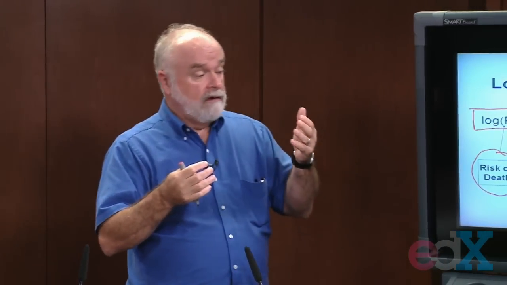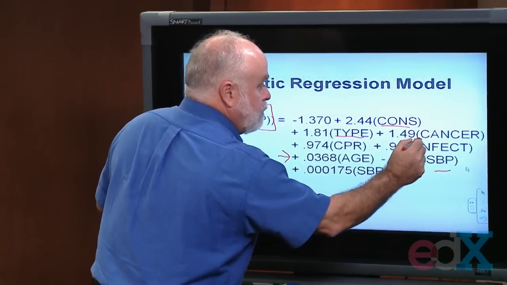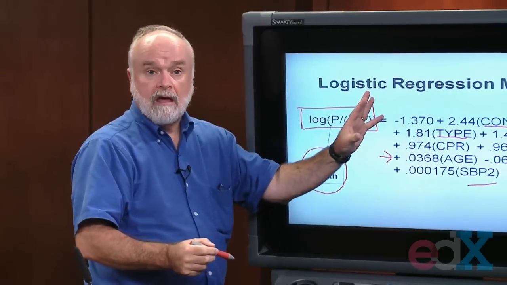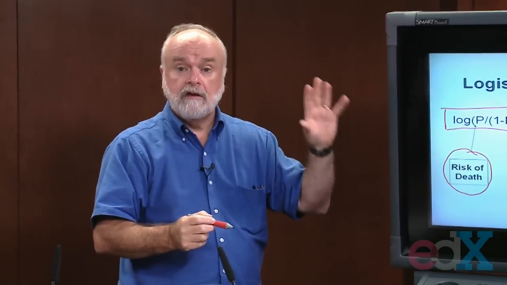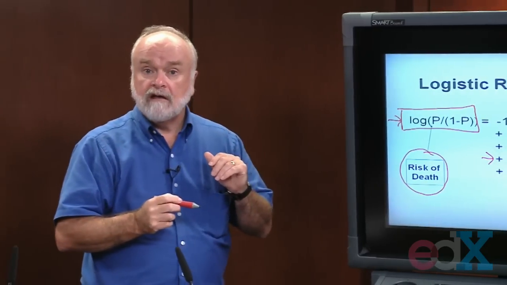So how do we use it on a future person? A future person comes into your hospital, you ask them or you measure their values for these risk factors, and you just plug their values into this equation. And what you'll have on the right-hand side, after you do all the multiplication and all the addition, is an estimate for that person's log odds of dying in the hospital.